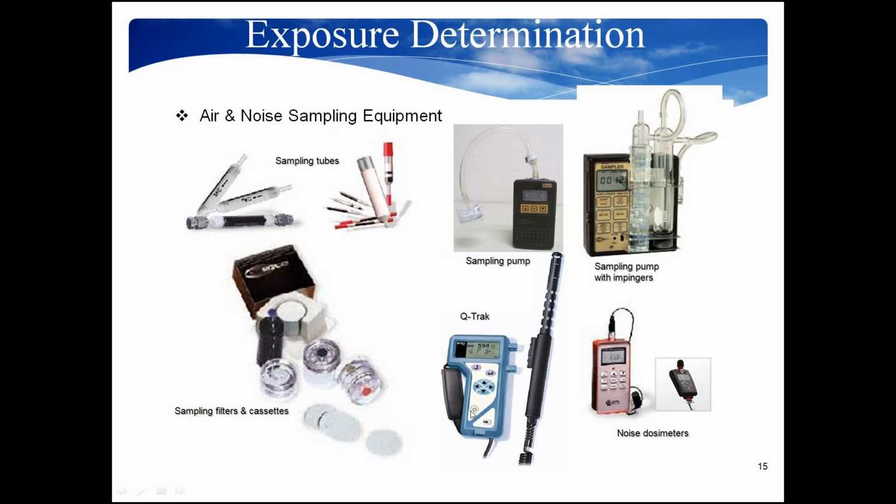And the device in the middle of the bottom, something like a Q-Track, is a real-time data logging instrument. So that would give you data immediately and record those values for later download. And in the bottom right-hand corner, we have examples of a noise dosimeter. This is a new style. This is an older style noise dosimeter to determine a worker's exposure to noise.